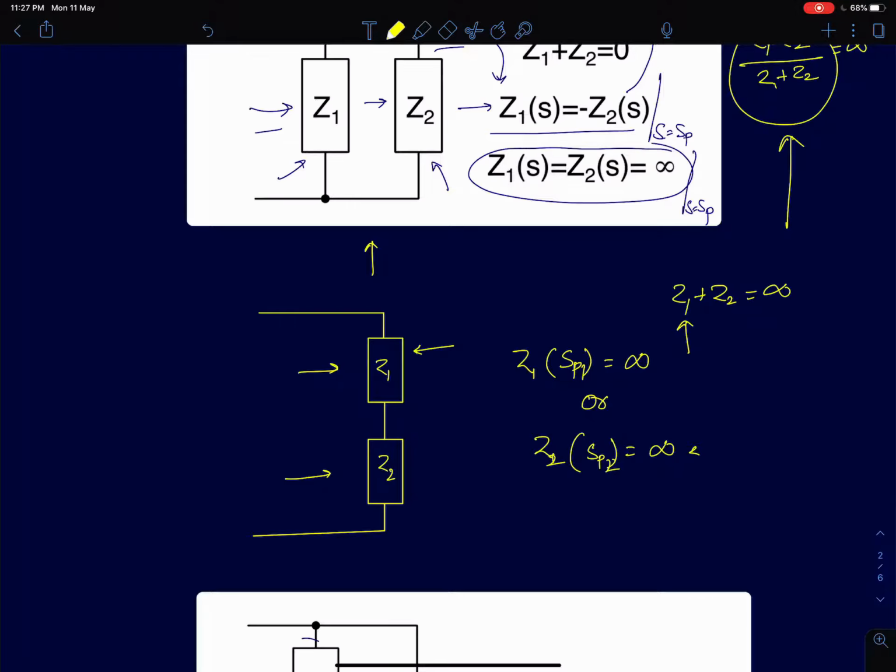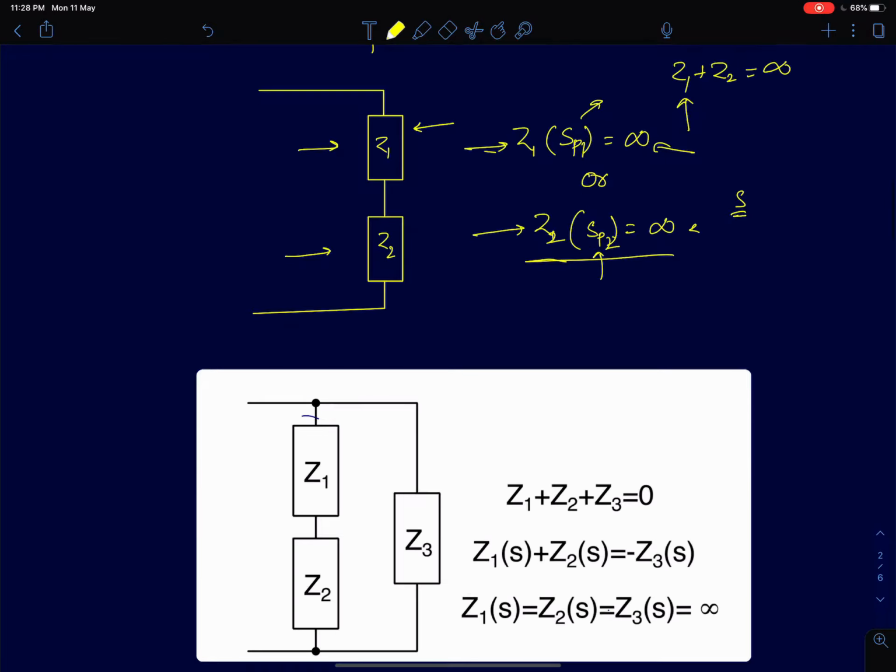At some value of SP. So that's what I've written. The first condition, you can find a pole by equating this impedance to infinity. So the value of that we call SP1. And similarly, Z2 can blow up to infinity at some other value of S. So that will be the second pole of the system. Now it can happen that both of them blow up to infinity at the same value. So then the system will have one pole at that value of S.